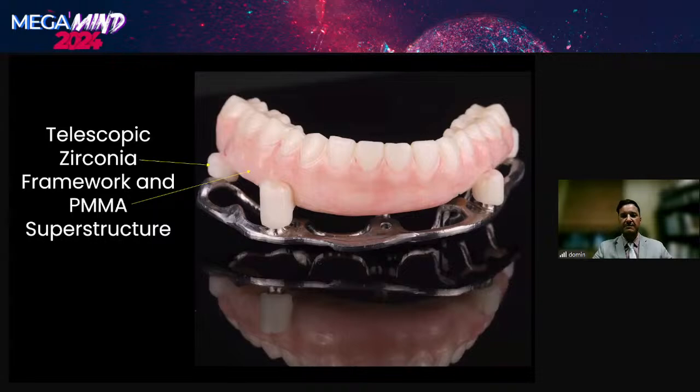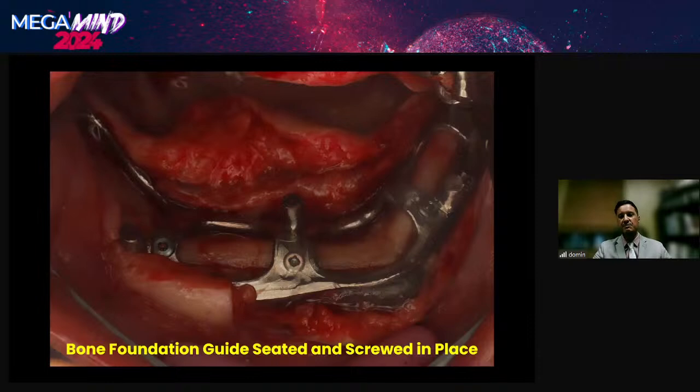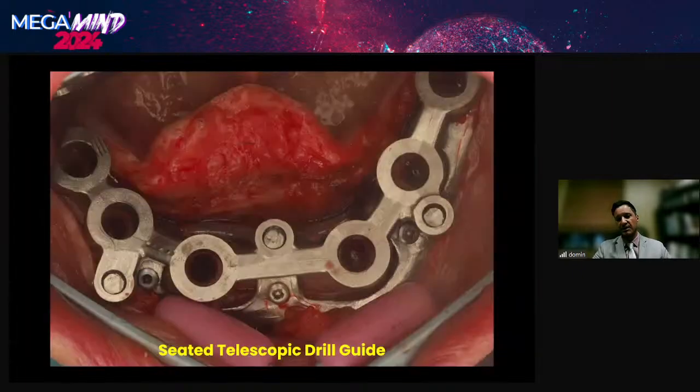We'll do a full arch flip, full thickness dissection. Then we get around the KLS Martin plate. We'll do a split thickness dissection to not expose the plate. Now you can see these are all our monocortical screws. Those are going to hold our base guide in place. We'll use our superstructure, and then we're able to drill our osteotomies through the guide. This is a very rigid guide.